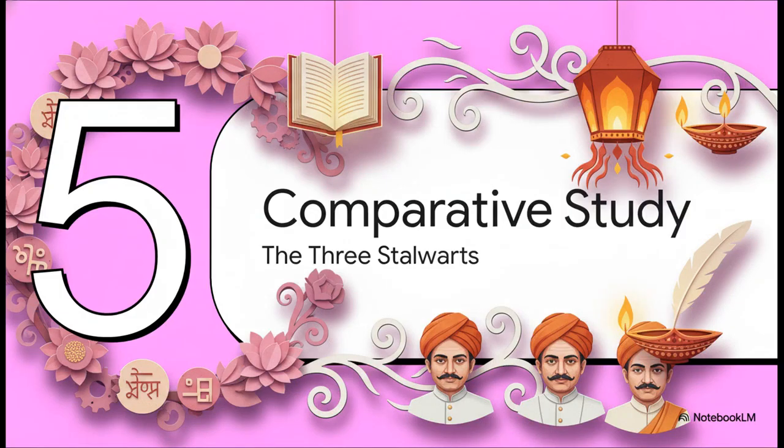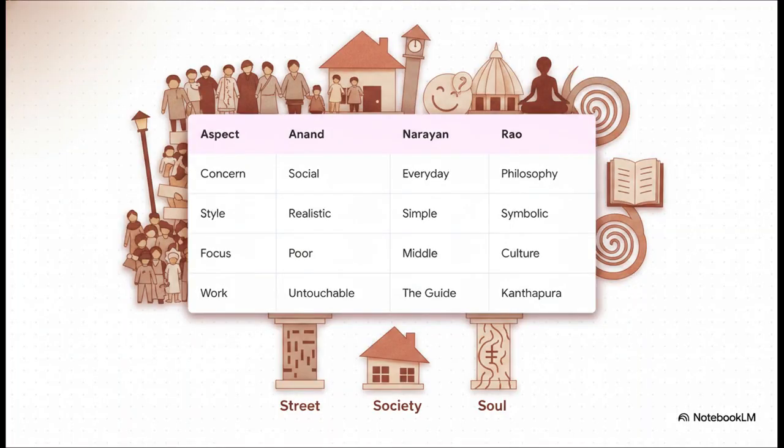All right, having discussed these three luminaries individually, let us now do a comparative study and bring their distinct voices together. When we place them side by side, a really complete picture emerges. Think about it. Anand was deeply concerned with social problems and the poor, writing with this stark, direct realism that truly marked him as a social reformer.